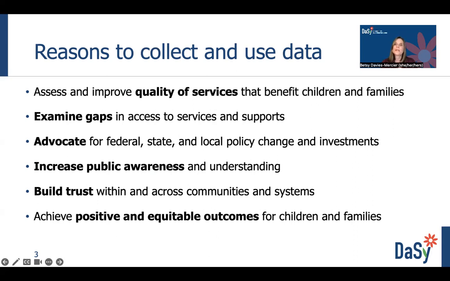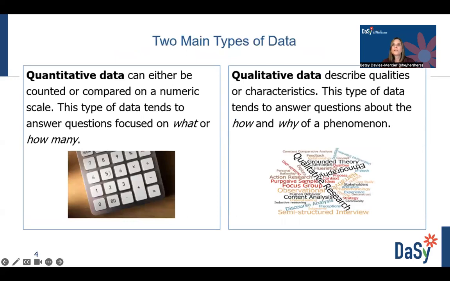Now let's talk about the two types of data. Two types of data can help you answer many questions you may have about how your program is operating and about the children and families you serve. As we'll see shortly, the type of data you use will depend on the type of questions you'd like to answer. First, quantitative data is data in the form of counts or numbers. This type of data is any information that researchers can use for mathematical calculations or statistical analysis to make real-life decisions. Quantitative data are about numbers and can answer questions focused on how much or how many.